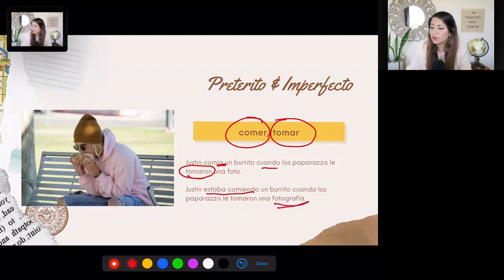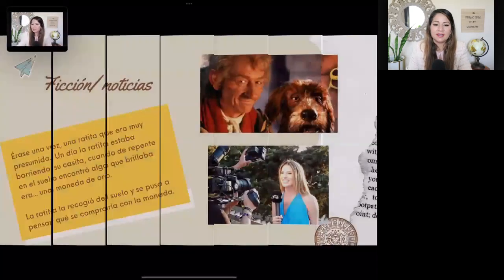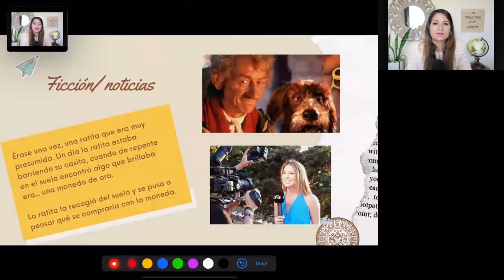And here, fotografía is the longer version of the word foto. In case you didn't know, foto is short for fotografía, but fotografía is feminine. That's why we say una foto and not un foto, because the whole word is feminine. So, muy bien.